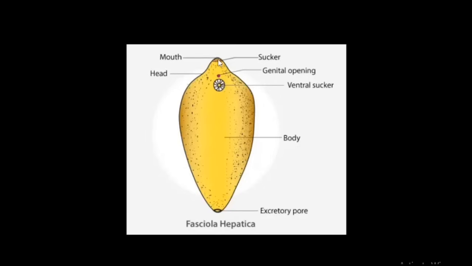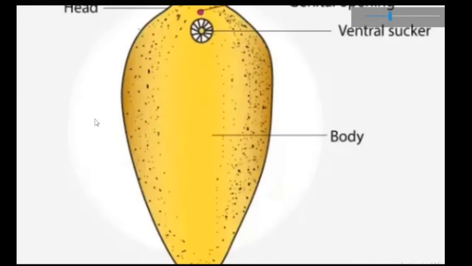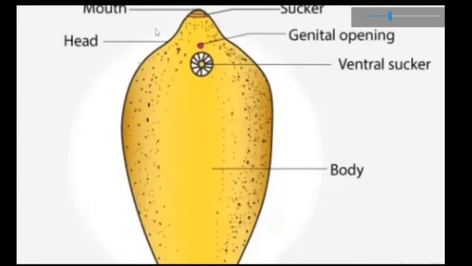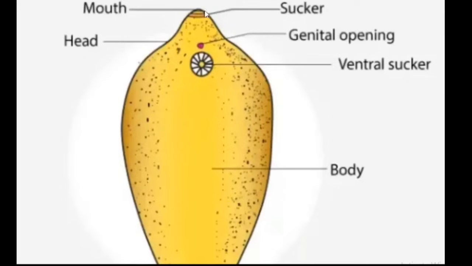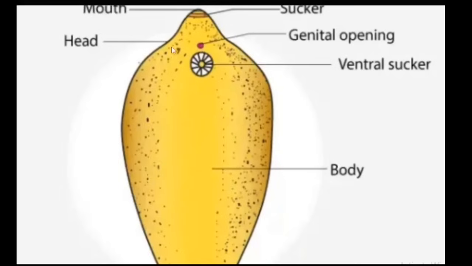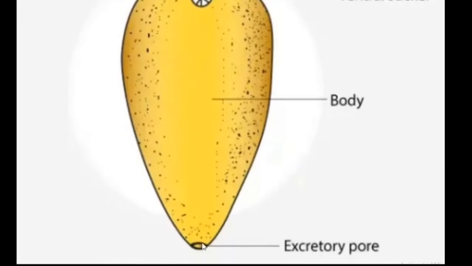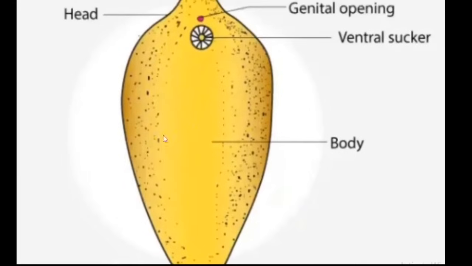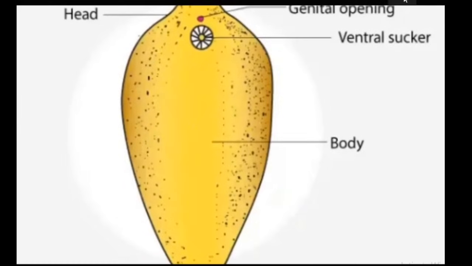So we can see the mouth at this part here, and around it is where we have the suckers. Let me try to enlarge it so we understand properly. Then it has the genital opening here, and that is the part of the head where it has the ventral sucker, and then the body. It has its exterior pore here through which it eliminates its waste.